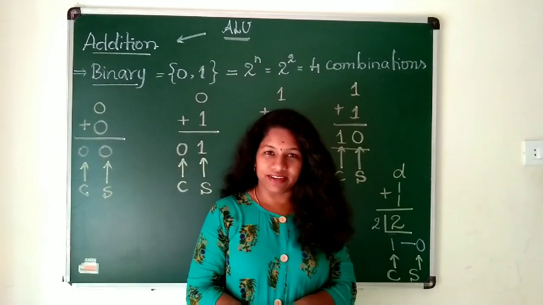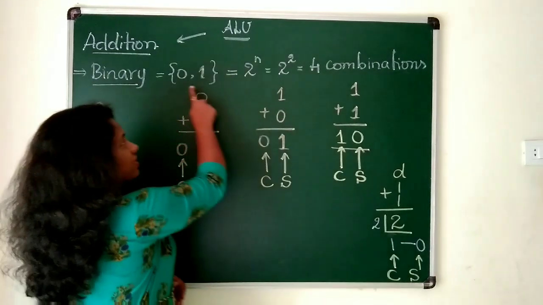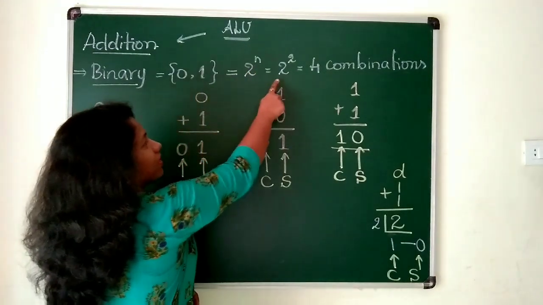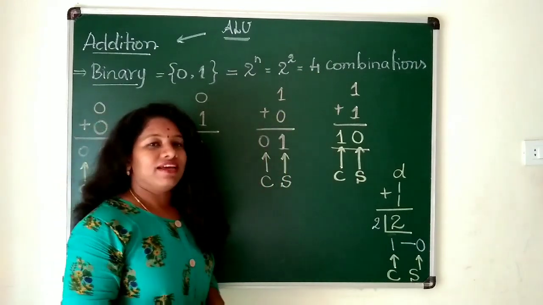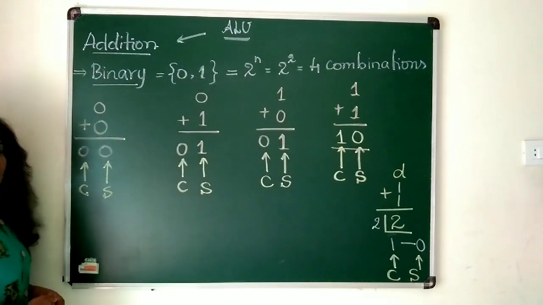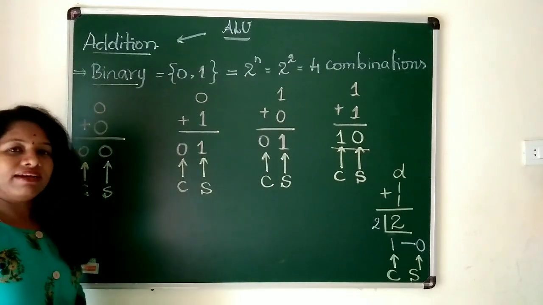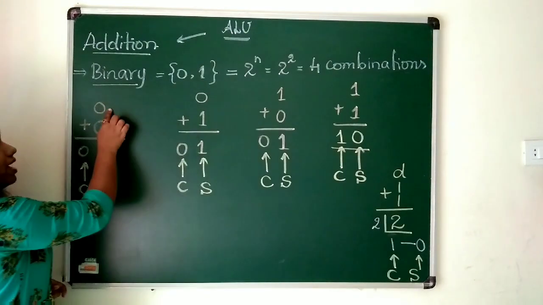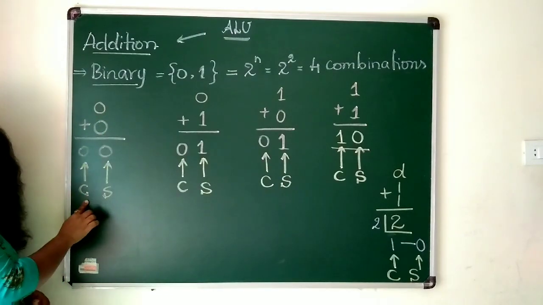When you consider the binary number system, you know that there are two variables in the set, so 2 power n will become 2 power 2. So you will be getting 4 combinations. Let us have all those 4 combinations now. 0 plus 0, this is very similar to your decimal addition. When you add 0 plus 0, you will be getting 0 as sum and carry is equal to 0.